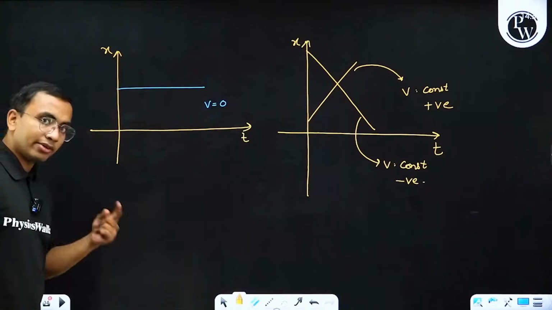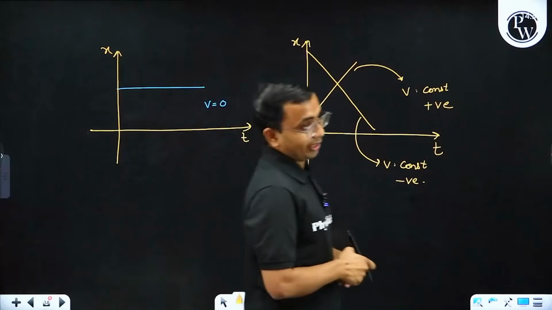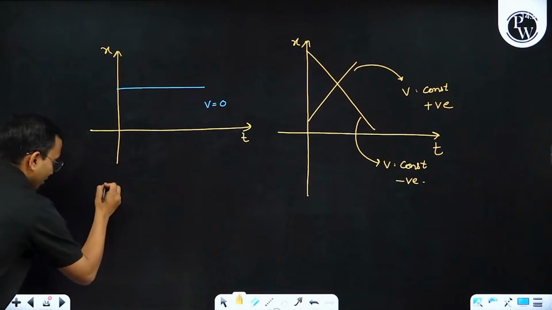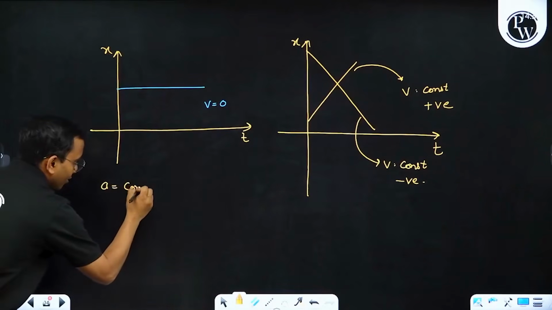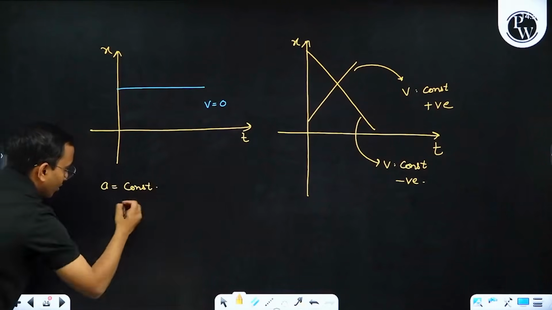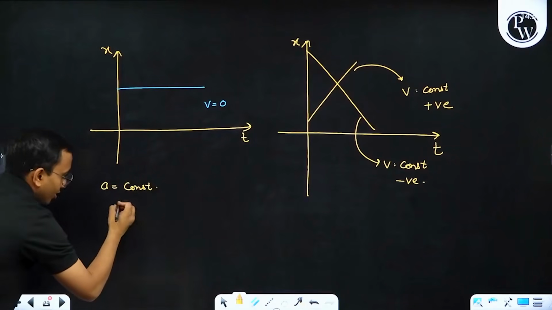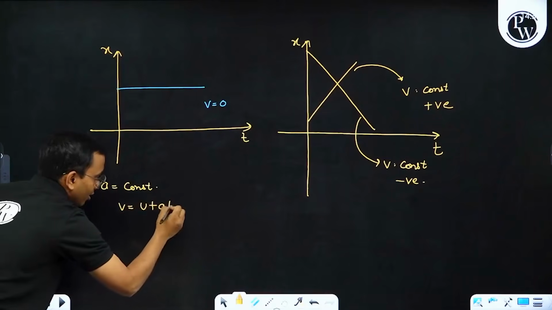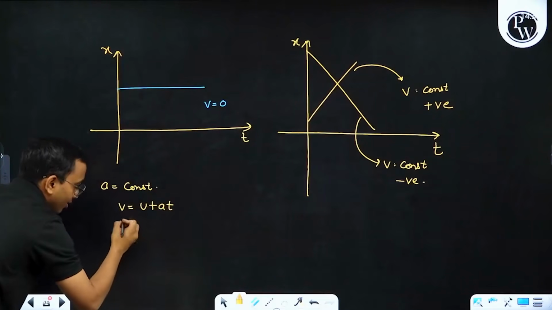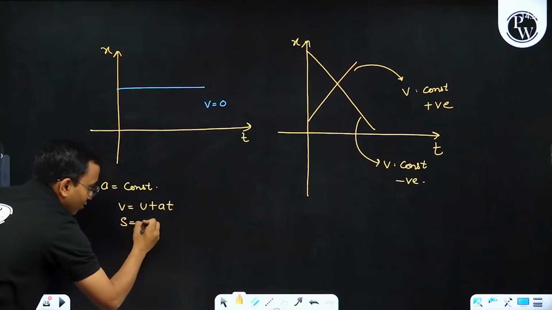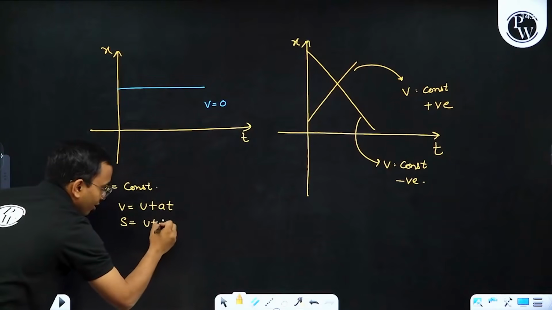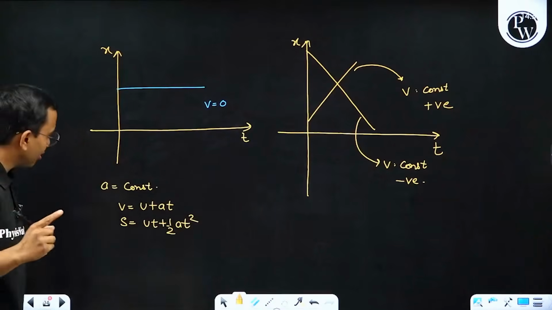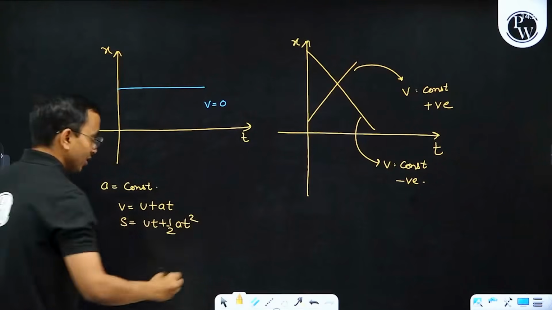What if the acceleration is constant? How will the curve look if the acceleration is constant? We know that if acceleration is constant, velocity will be of the type u plus at, and the displacement will be of the type ut plus half at square. So this is parabolic in nature.